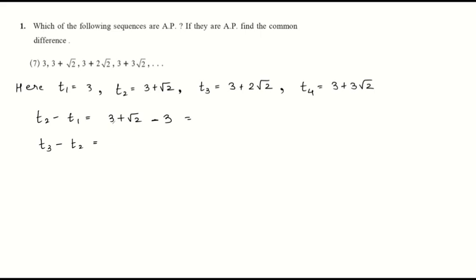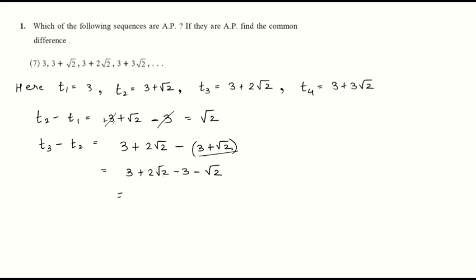Okay, so plus 3 and minus 3 will get cancelled and we will get root 2. In the same way we will do t3 minus t2. It is t3, 3 plus 2 root 2, minus t2, which is 3 plus root 2. I have taken this term into a bracket because we have a minus sign. So this will come as it is, 3 plus 2 root 2. This minus into plus 3 is minus 3. This minus into plus root 2 is minus root 2.